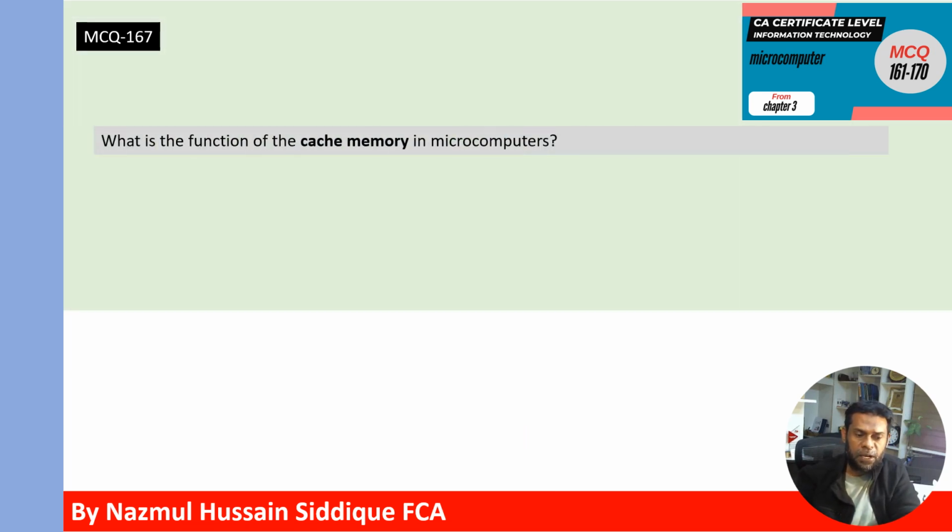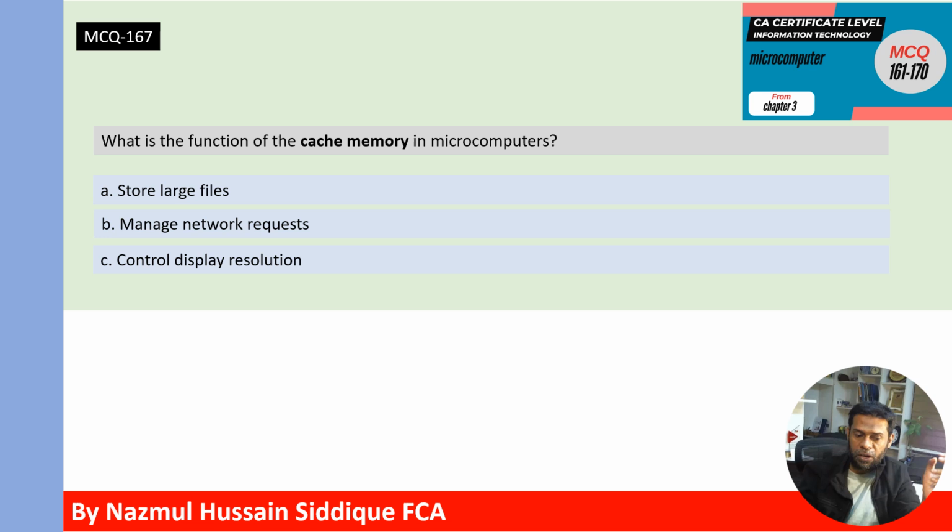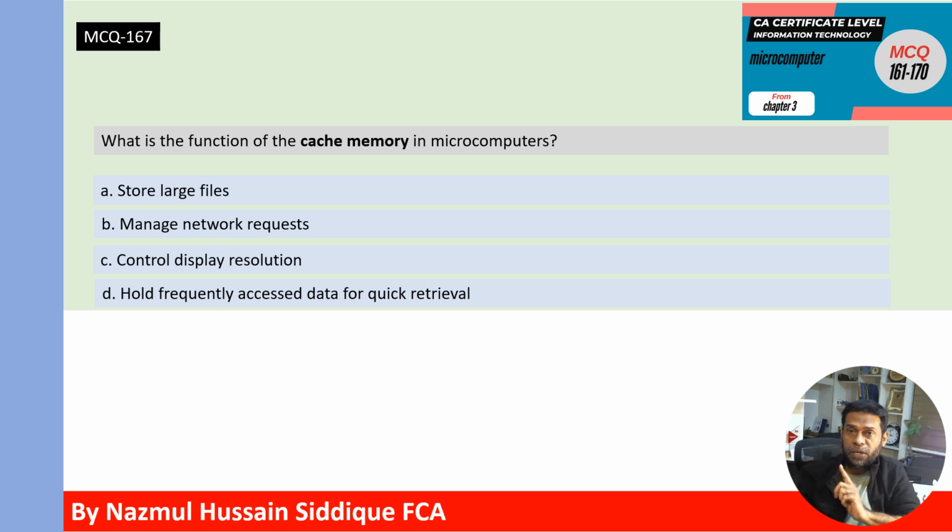Next question, 167. What is the function of the cache memory in a microcomputer? Option A, store large files. Option B, manage network requests. Option C, control display resolution. Option D, hold frequently accessed data for quick retrieval.